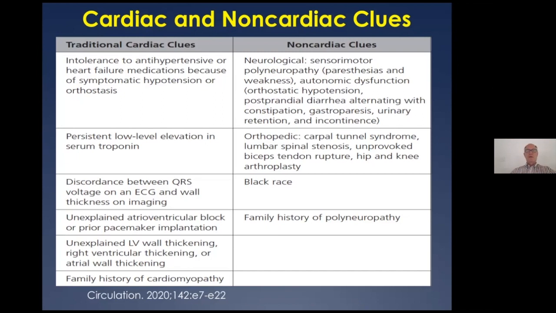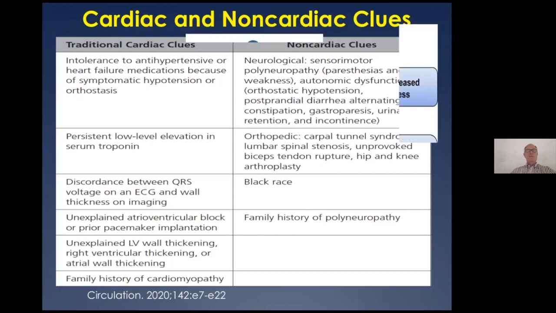And don't forget those non-cardiac clues: the development of neurological abnormalities, sensory motor polyneuropathy, autonomic dysfunction, postprandial diarrhea alternating with constipation, gastroparesis, urinary retention and incontinence, bilateral carpal tunnel syndrome, lumbar spinal stenosis, more common among the Black race, as well as a family history of polyneuropathy.